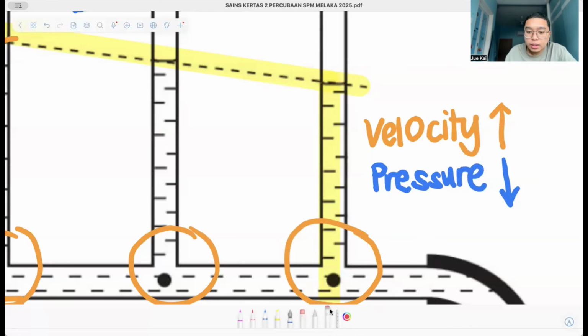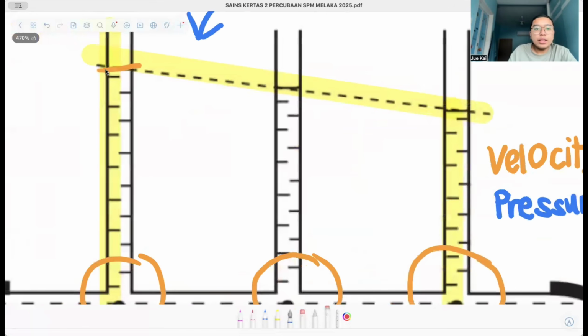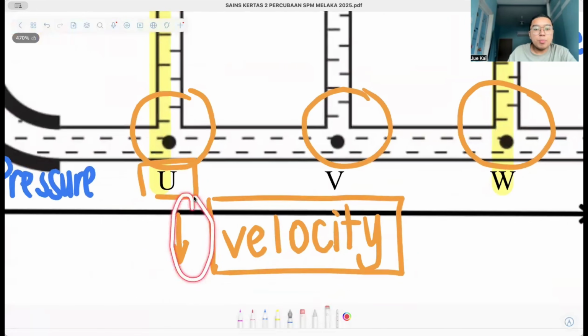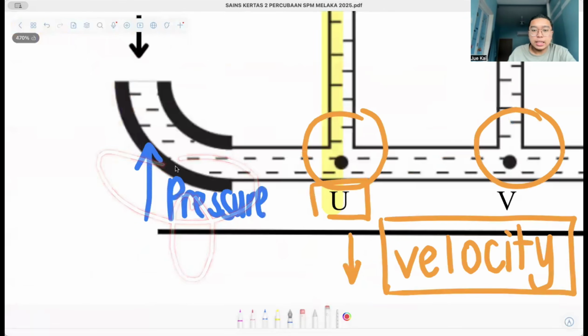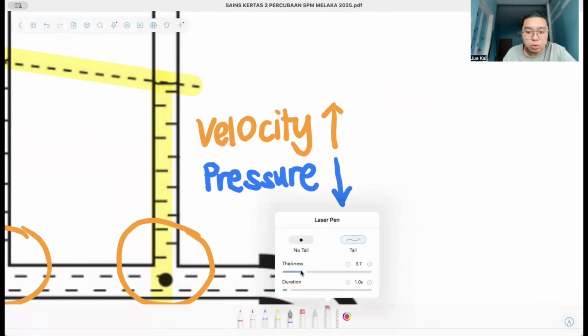I think it needs to be a bit thicker. So this one, you see, velocity low, pressure high. This one, velocity high, pressure low. Pressure low cannot push the water up. I think it's really clear already. If not clear, I don't know what else to do.